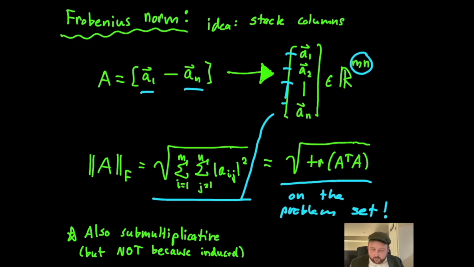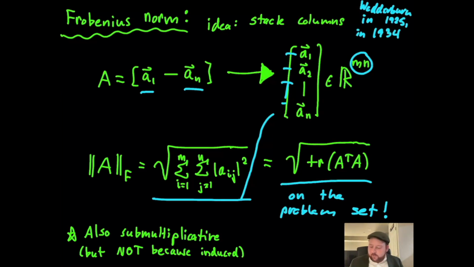Some history on the Frobenius norm: it was first used by Wedderburn in 1925, but then it was really named and considered more greatly, also by Wedderburn, in 1934.